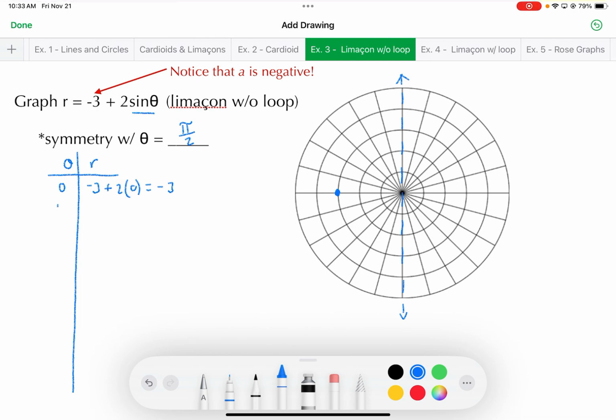All right, next, pi over 6. That would be -3 plus 2 times sine of pi over 6, which is 1/2. So -3 plus 1, or -2. Okay, so right there is the line or the terminal side of pi over 6, right? So we got to go back in the opposite direction 2 units. That'll place me right there.